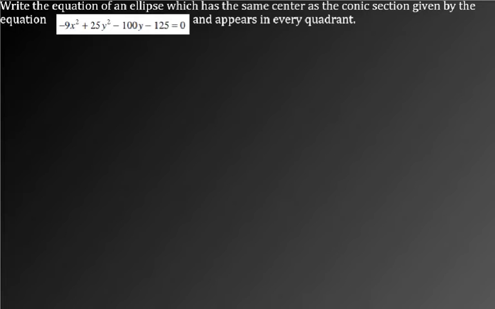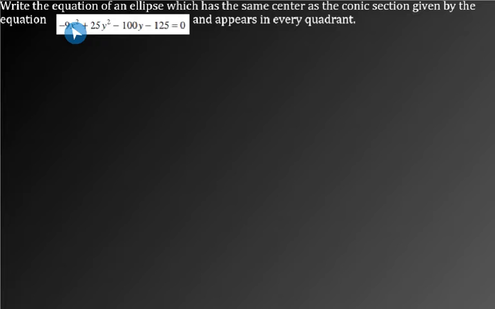All right, just going to do one more question here. And this one seems kind of weird, but it's actually pretty quick. It says, write an equation of an ellipse that has the same center as this conic section, but it appears in every single quadrant. So first thing we're going to have to do is definitely get the center of this, right? So it's kind of like going back to the first kind of question. We're probably going to have to complete the square, right?